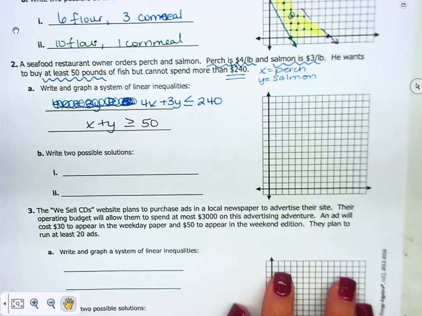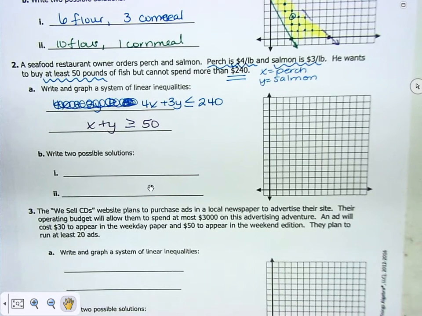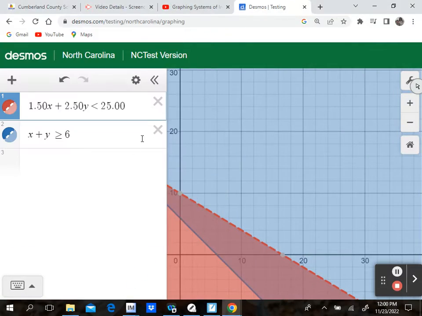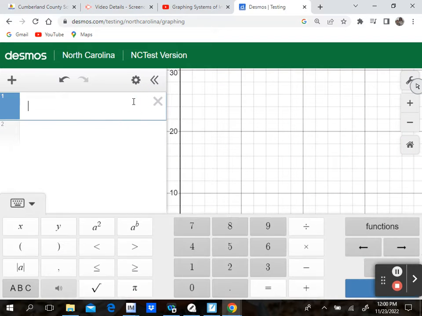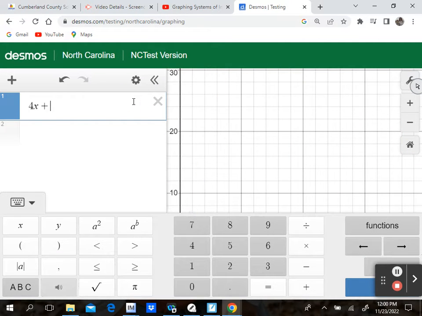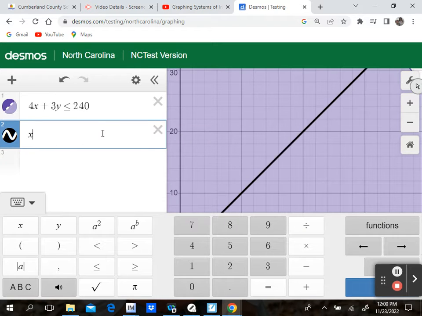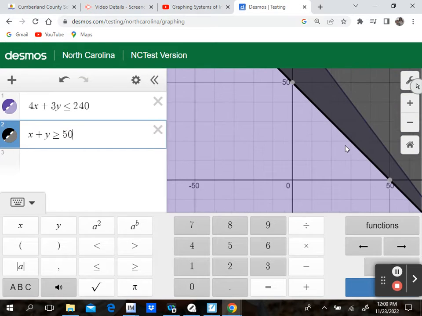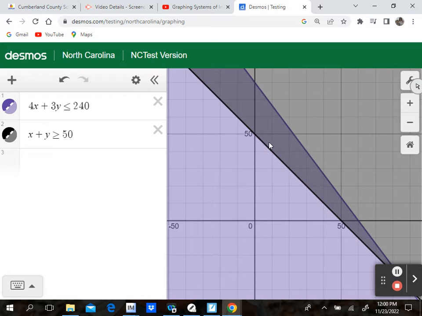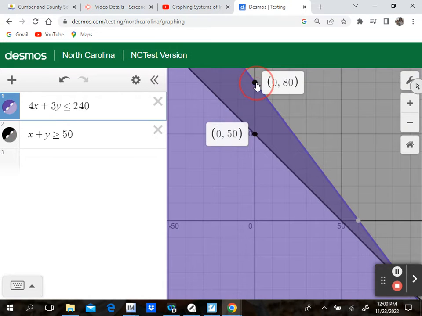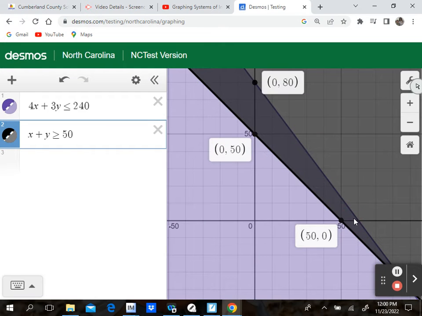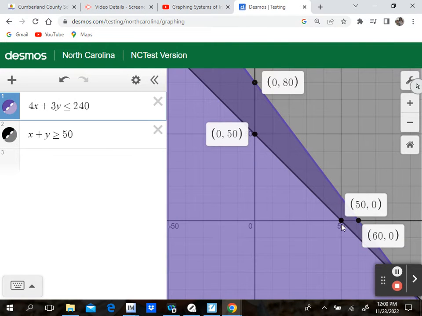Okay. So again, jump over here into your Desmos and let's graph it and see what we have. All right, so we've got 4, 3, and 240. So 4X plus 3Y is less than or equal to 240. And then X plus Y is greater than or equal to 50. All right, so y'all, we can't really see what we need yet. So I'm going to zoom out some. Okay, and again, these points are going to be kind of difficult to graph because of our scaling. But I am going to show you. All right, so here's what we got.